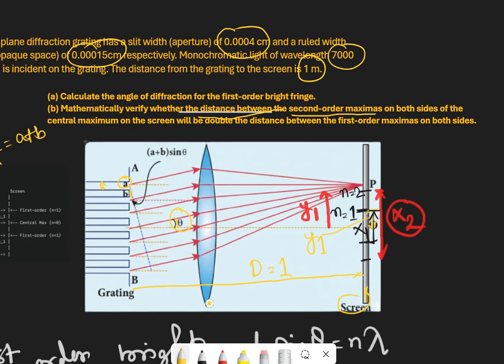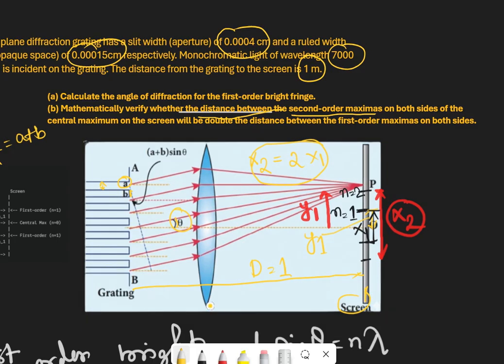On the screen, the distance between the first order maxima on both sides will be double. So we have to prove that x2 is equal to 2 of x1. Hope you understand the precise image description and the question. If you don't have a better understanding of this question and the arrangement of its info or data, you can't solve the problem. So you have to understand the question first, then we solve the problem.